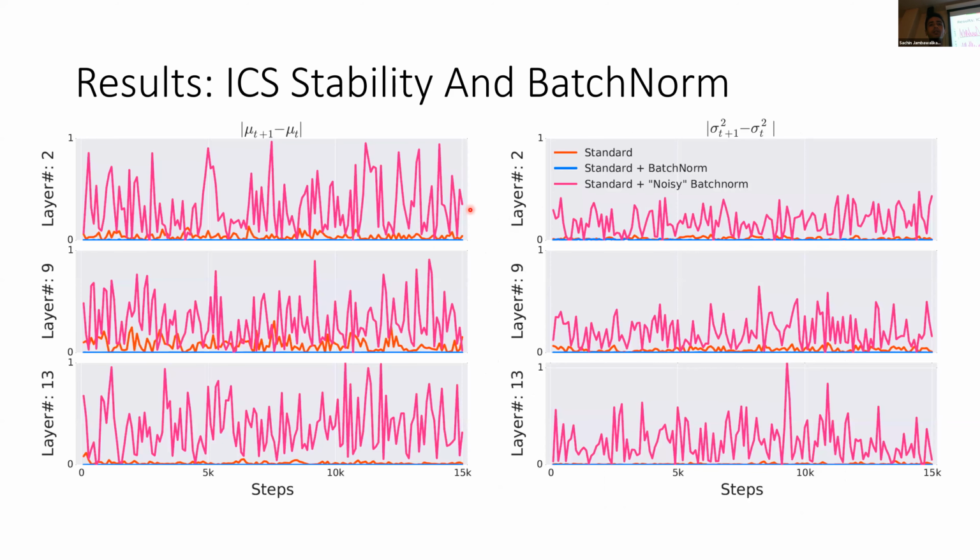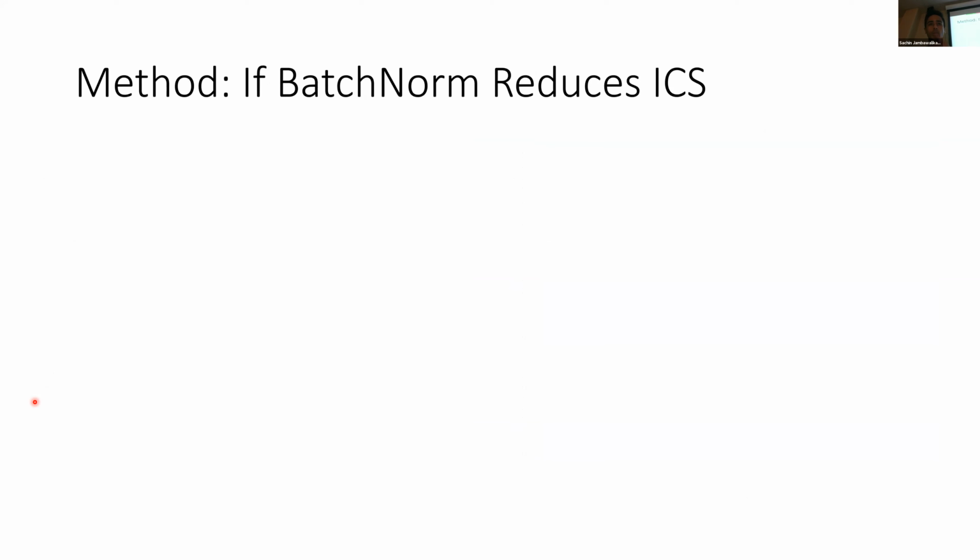So in all of these graphs, the magenta is the network with batch norm with noise added, and you see the difference in variance is very unstable in that, and the difference in mean is also very unstable for each of these layers. So it shows an increase in the covariate shift, but no effect on the test and training accuracy.